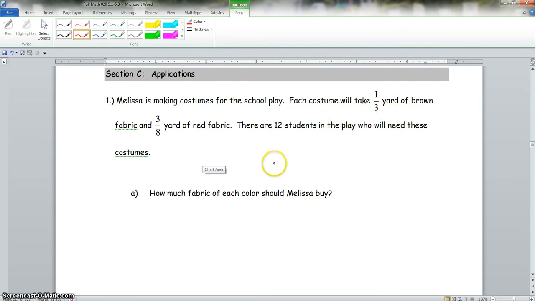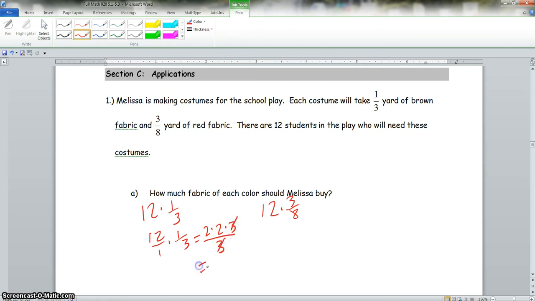Okay, so what we would need to do is to take 12, because it's 12 students, times 1/3. And then we would have to take 12 times 3/8. So this would be 12 over 1 times 1/3. So we could take the prime factorization of 12, which is 2 2's and a 3, and the prime factorization of 3, which is just 3. These simplify out. So this would be 4 yards for the brown fabric. So 4 yards brown fabric.